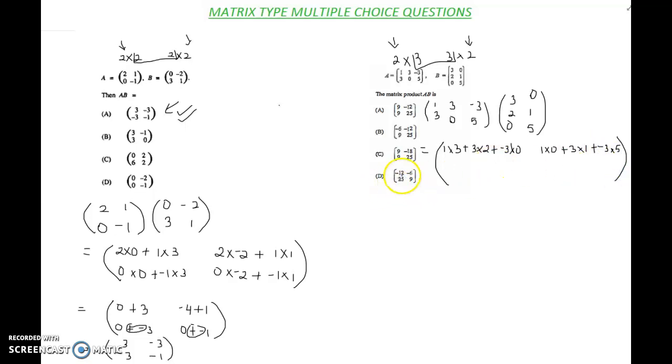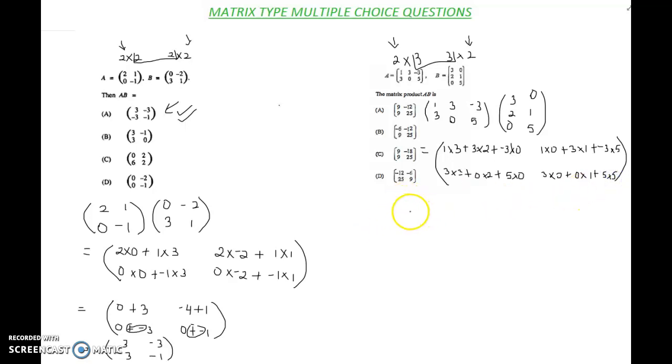So yes, a lot to write out. Second row now, first column. So 3 by 3. You see how my numbers are repeating? The 3 comes back down. Plus 0 by 2. Plus 5 by 0. And then second row, second column. 3 by 0. Plus 0 by 1 plus 5 by 5.